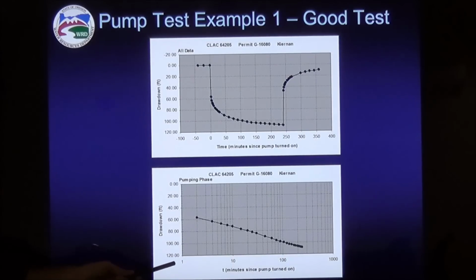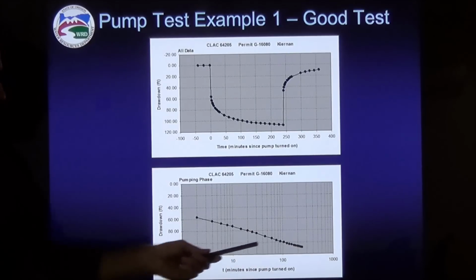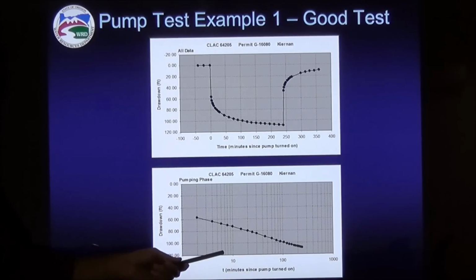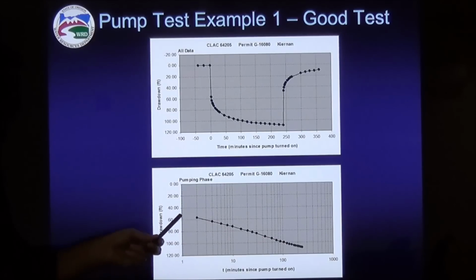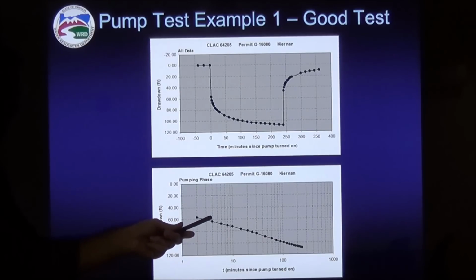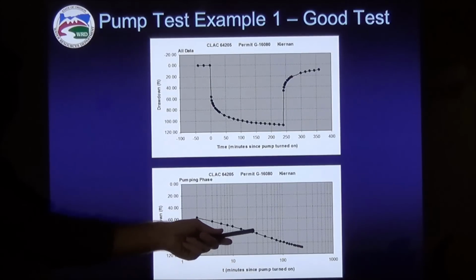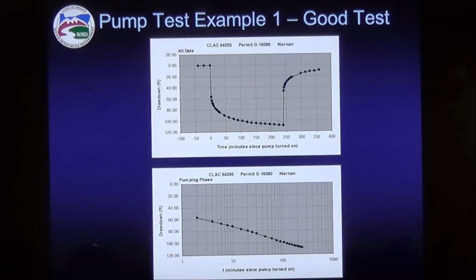Now if we look in logarithmic time, so here's 1 minute, 10 minutes, 100 minutes, 1,000 minutes. What we see is a straight line. And so what this is telling us is that our drawdown per log cycle, so from 1 to 10 is a log cycle, 10 to 100 is a log cycle, 100 to 1,000 is a log cycle. For each log cycle, the drawdown is the same. So the drawdown should be the same between 1 minute and 10 minutes, and 10 minutes and 100 minutes. And we can use the slope of this line here, plug it into some equations to get the transmissivity of the aquifer. So this is really valuable stuff here, and that's why we like these good tests, to get a lot of information about the aquifer.